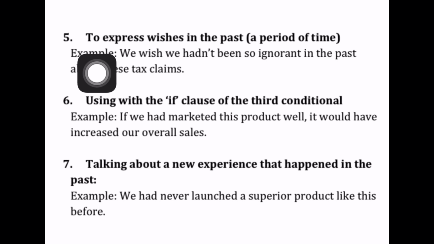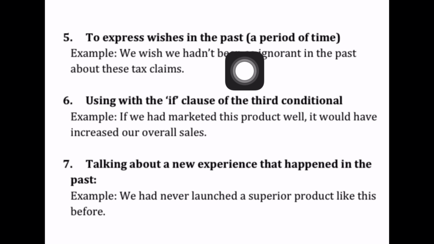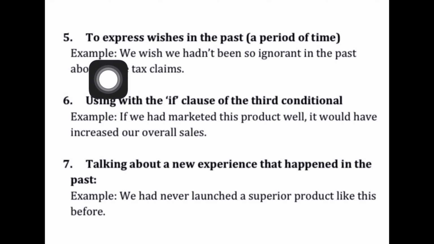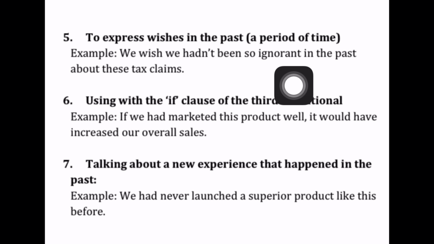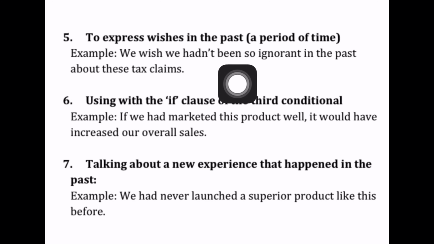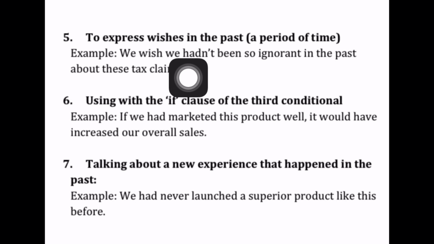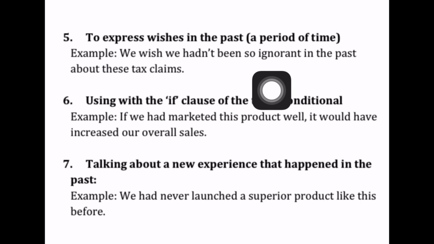Now use number 5 to express wishes in the past during a period of time. For example, we wish we hadn't been so ignorant in the past about the tax claims. So they are talking about something that happened in the past and before that. We wish we hadn't been so ignorant in the past. ඉතින් අපි කලින් ඒ කාලේ මේ tax ගැන අපි දැනගෙන ඉන්න ඕනේ කියලා තමයි ඒගොල්ලෝ කියන්නේ.